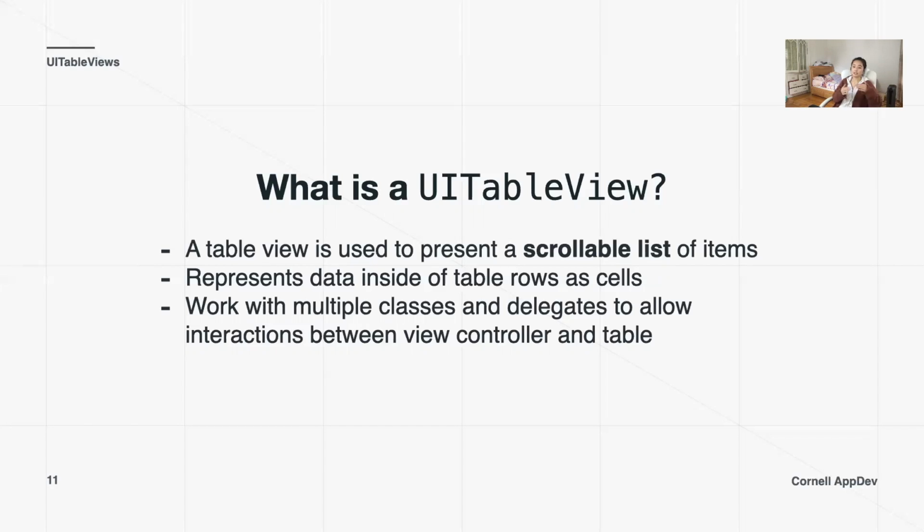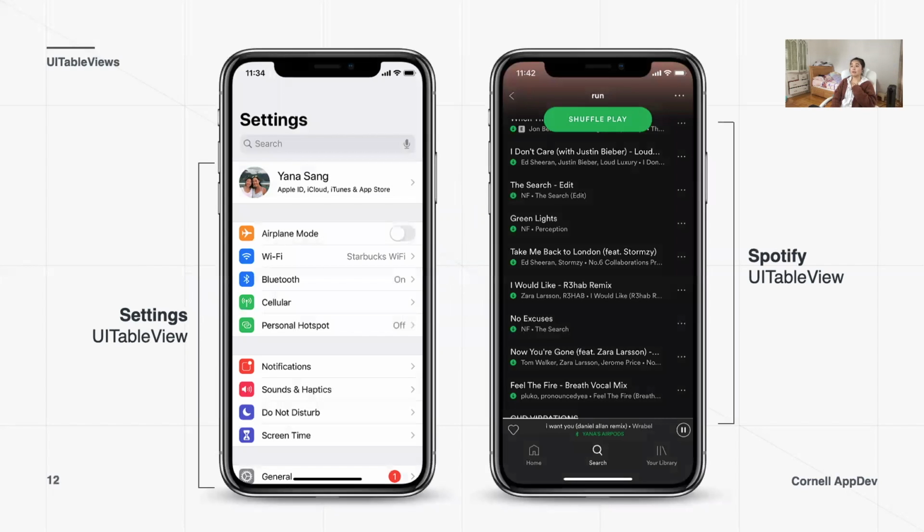Basically, it shows a table of elements, all of which are called cells. And in order for the table view to work, it actually works with multiple classes and delegates to allow interactions between your view controller and the table itself. Maybe that doesn't make a whole lot of sense, but I'm sure these examples might clarify UITableViews for you. As you can see, these table views are extremely familiar because they're basically everywhere in all apps.